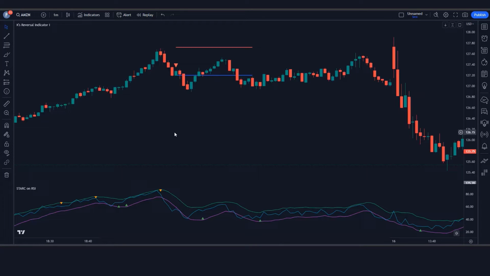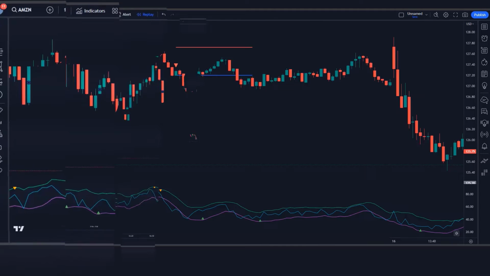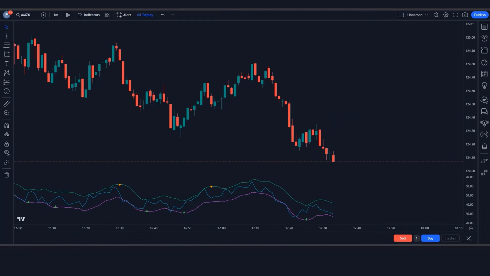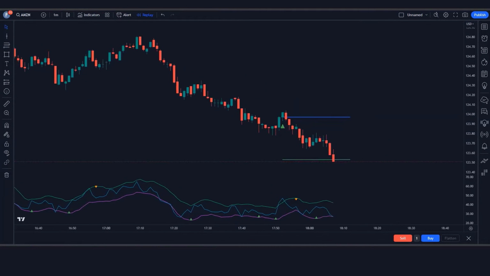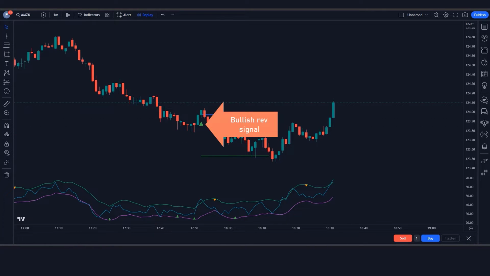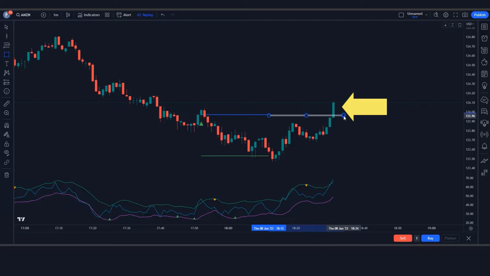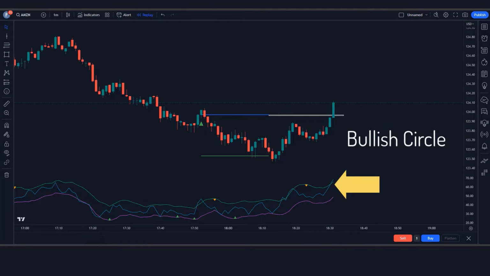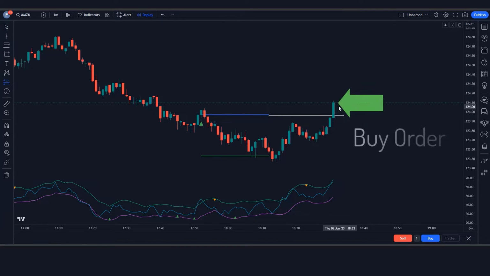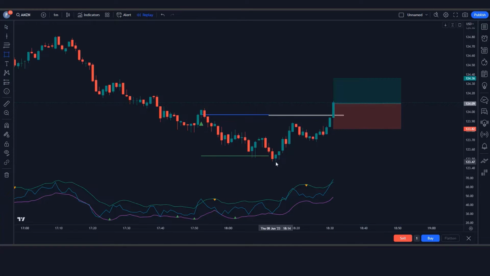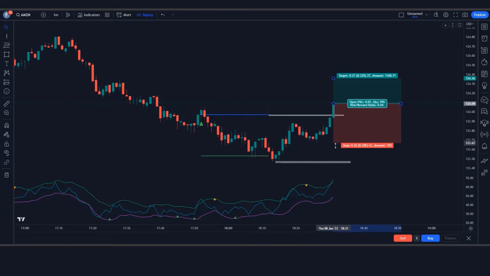Let's see how we use these trading setups. When the reversal indicator gives us a bullish reversal signal, when the reversal indicator should be marked above the bull line, when the volatility bands indicator should show a bullish circle, and when the market forms a bullish candle, if this condition is fulfilled, then we will place a buy order. Our stop loss is to be placed at the low of the previous candle, and the risk to reward ratio will be 1:1.5.